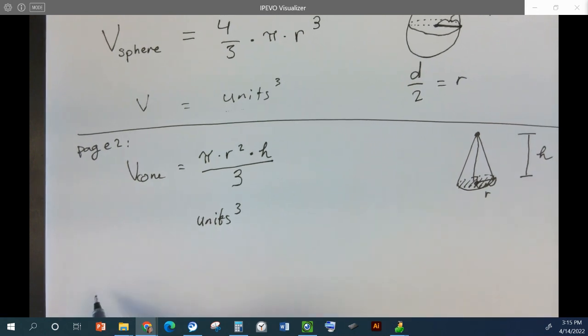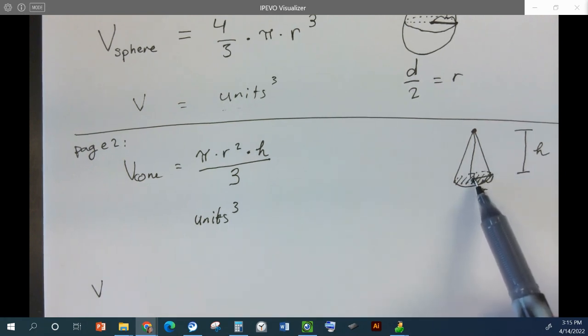All right, the next type of shape that we're going to calculate is a pyramid. The volume of, there are two different types of pyramids. One is, yep, the radius is from the center of the circle to the outside of the circle.